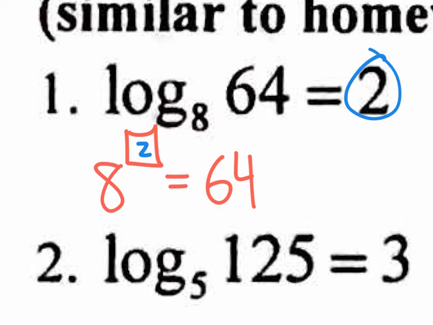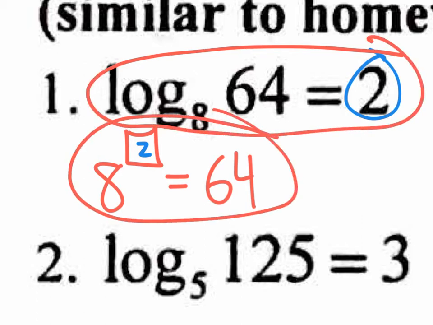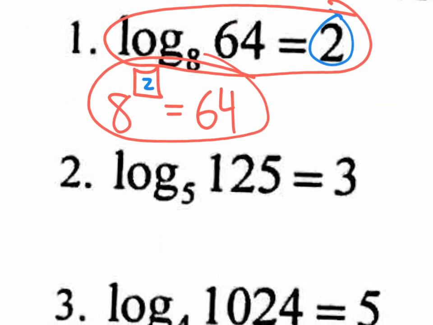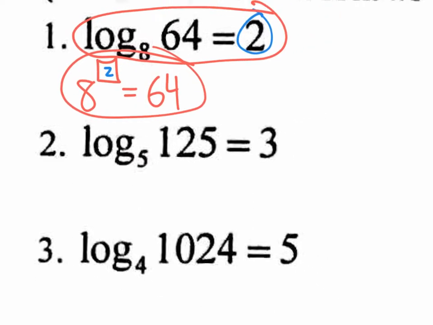All they want you to do is to change the original logarithmic form that already has the answer into your exponential form. So your answer right there is 8 to the second equals 64. So you're not even thinking. You're not even doing any math here. All you're doing is rearranging things, right? Like on number 2, how are you going to rewrite that? 5 to the third power equals 125.